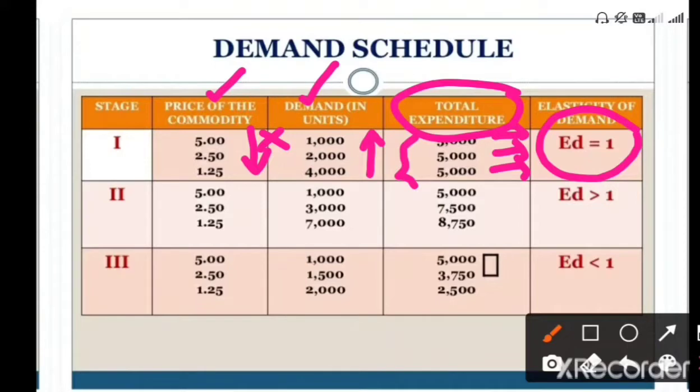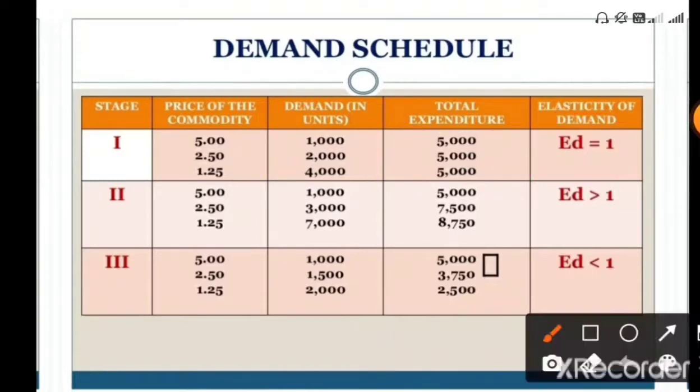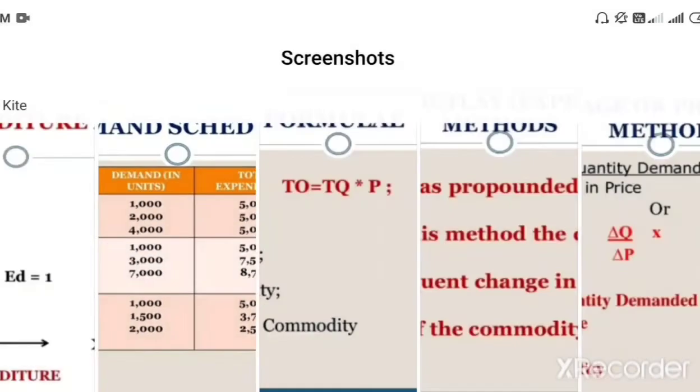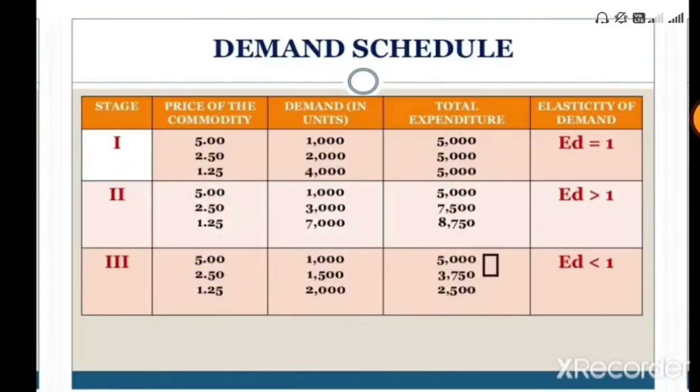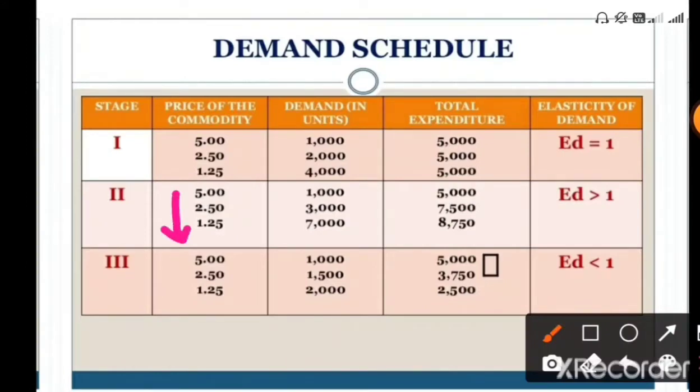The next example is elasticity of demand greater than 1, that is elastic demand. How will it be? See, here again your price is decreasing. When price decreases, your quantity demanded will increase. But here your expenditure is also increasing because you are purchasing more quantity. So when the total expenditure increases, your elasticity of demand will be greater than 1.